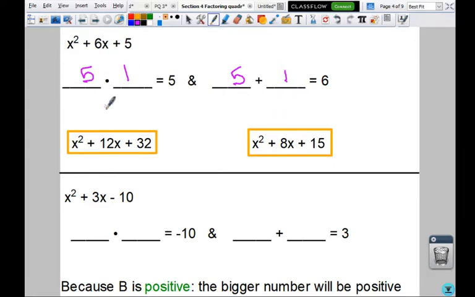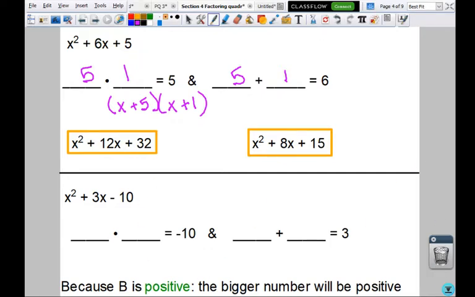I got a different answer. So for my answer, I got x plus 5, and then x plus 1. If you flipped it around and did x plus 1 first, that's fine. It doesn't matter the order. And that's it for this first one.